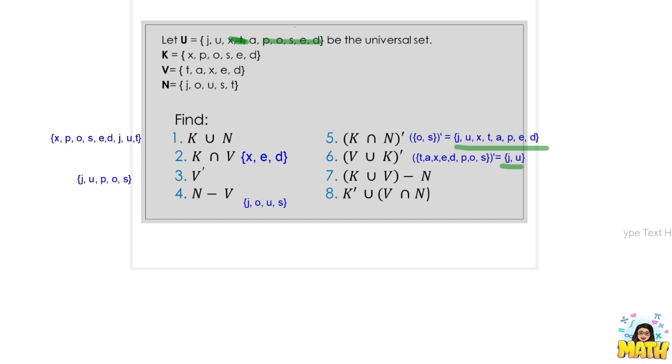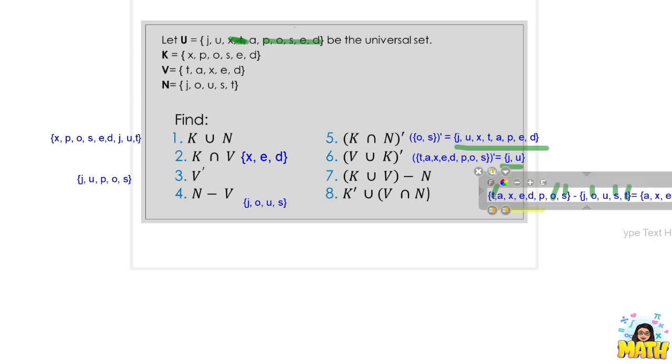Number 7. So again, dalawa pa rin ang operation, one at a time lang. Set K union with set V. So, i-combine lang muna natin ang set K and set V. Actually, pareho to sa number 6 na union. Okay? Pinaliktad lang. So, ito yung union ng set K and set V. Pero, isa-subtract pa natin ang set N na J, O, U, S, T. So, tanggalin natin ang common elements sa dalawa: O, S, T. So, ano na lang ang natira sa naunang set? We have A, X, E, D. So, the difference would be A, X, E, D.